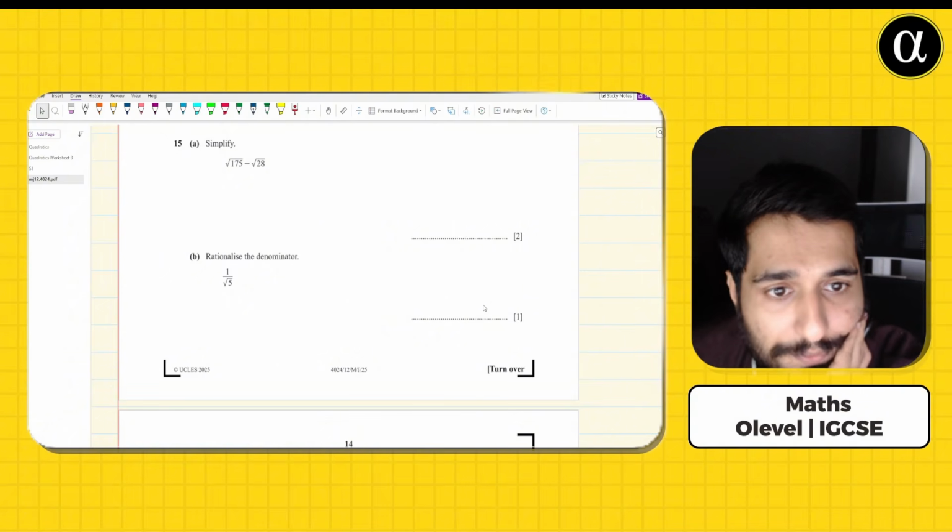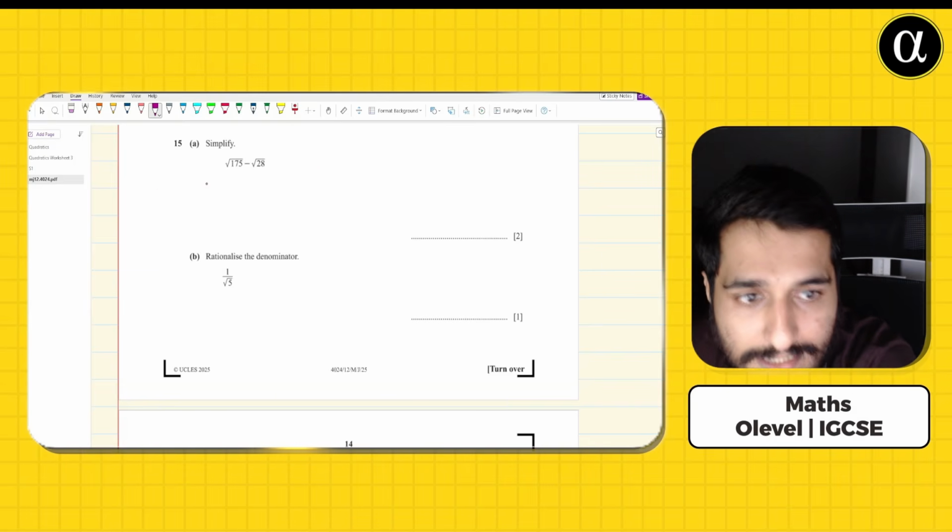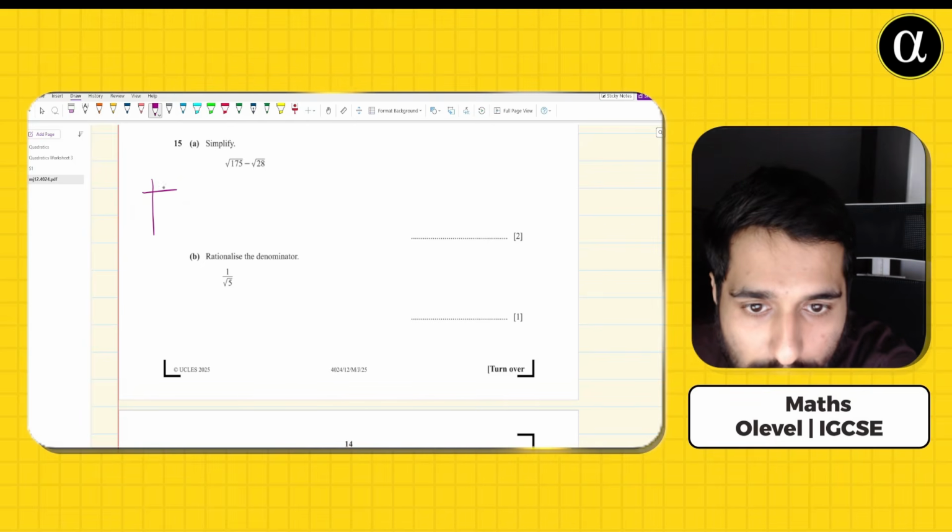Question 15 says that we're supposed to simplify this particular surd. How are we going to do this? Again, the concept of prime factorization. Let's see. Let's solve 175 using prime factorization.